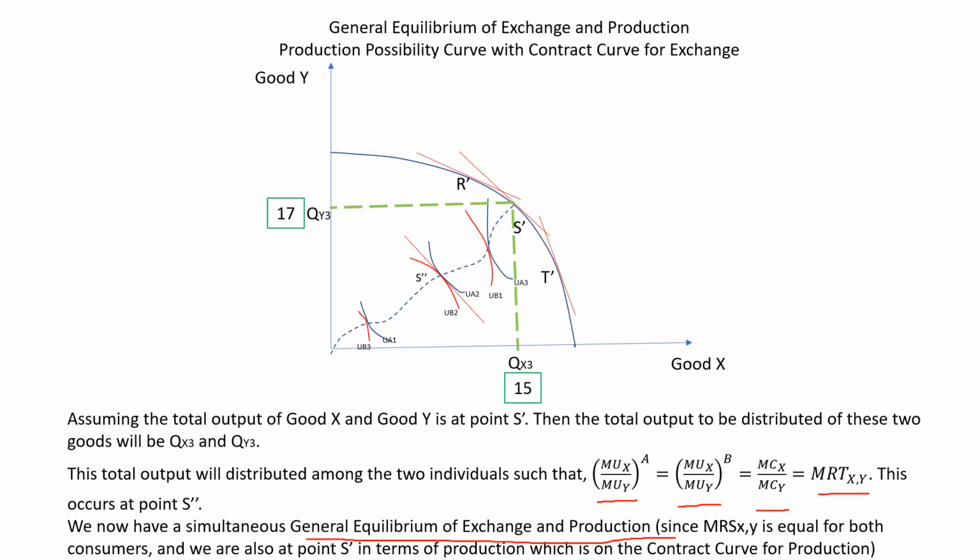So this becomes our final conclusion with regard to the general equilibrium, which is to say that at the point of general equilibrium of exchange and production, the relative marginal utilities of the consumers are equal to each other, which are in turn equal to the relative marginal costs of production of the two goods X and Y. So this concludes our discussion with regard to the general equilibrium theory.